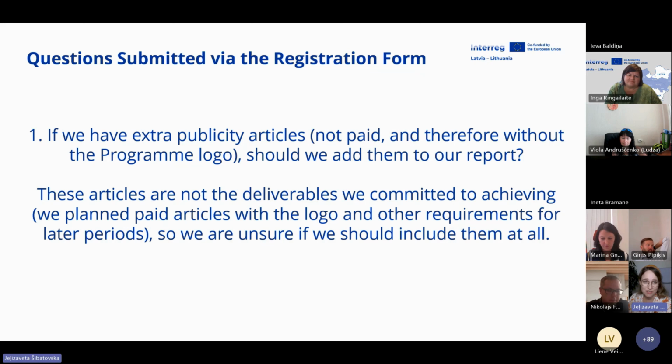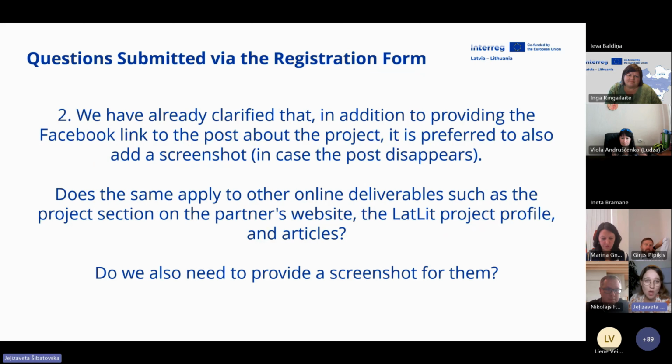Thank you very much. Let's move to the next. We have already clarified that in addition to providing the Facebook link to the post about the project, it is preferred to also add a screenshot in case the post disappears. Does the same apply to other online deliverables such as the project section on the partner's website, the LATLIT project profile, and articles? Do we also need to provide a screenshot for them?